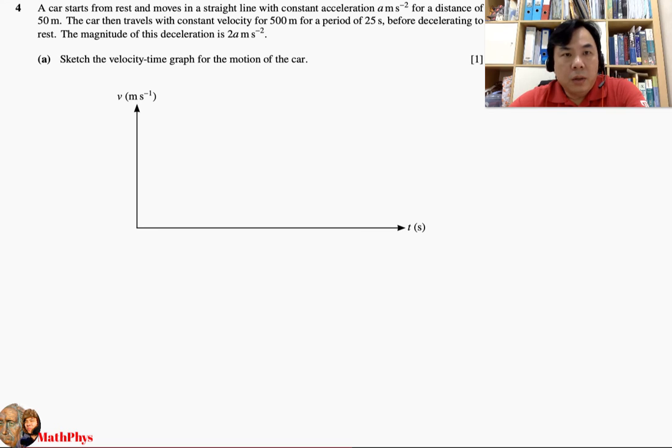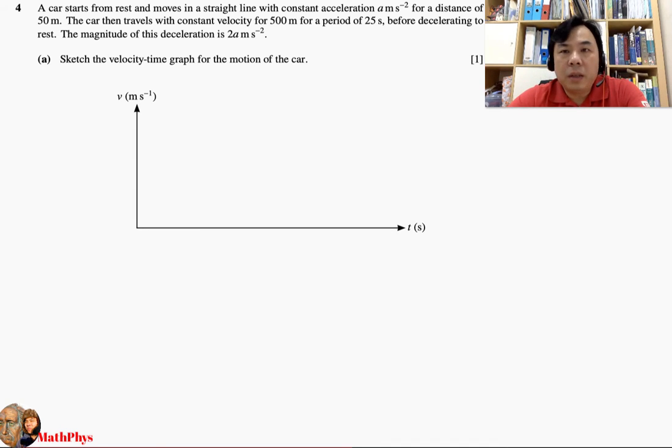Now the car then travels with a constant velocity of a certain value, which is not given, but the car travels with a constant velocity for 500 meters for a period of 25 seconds. Now, before decelerating to rest, the magnitude of this deceleration is 2a, which means it decelerates more than its acceleration.